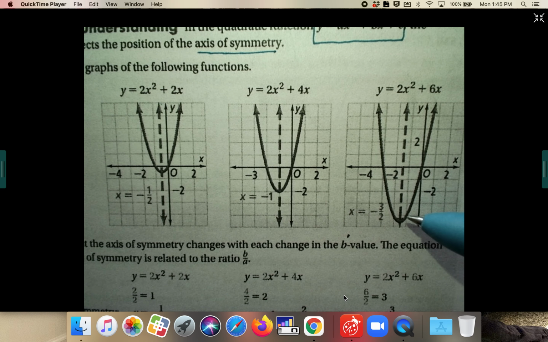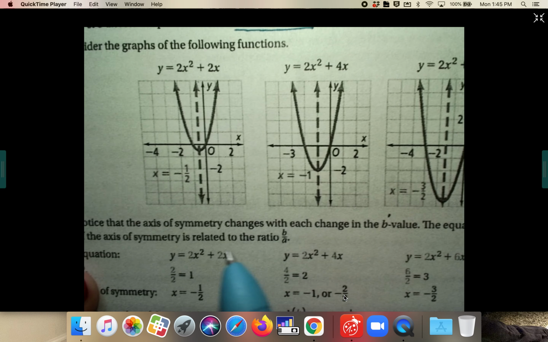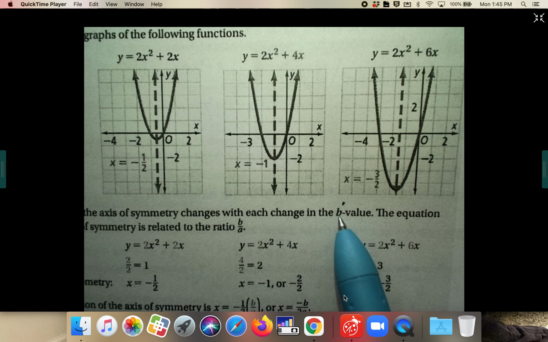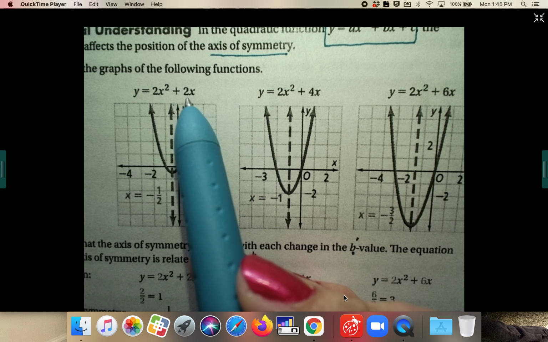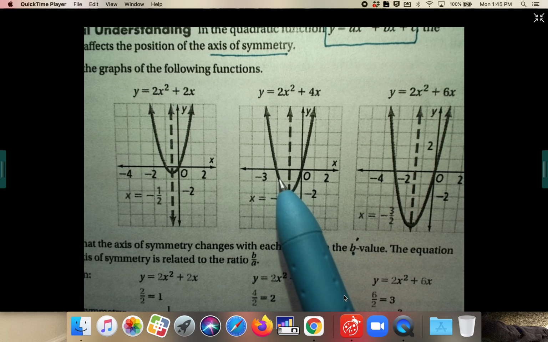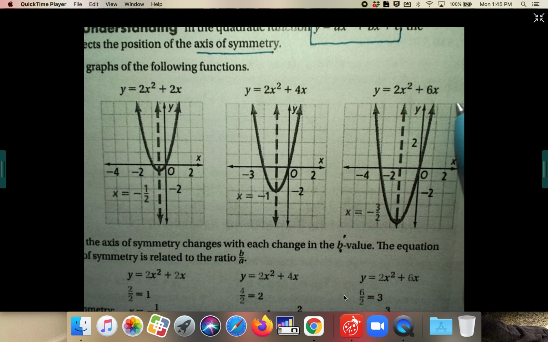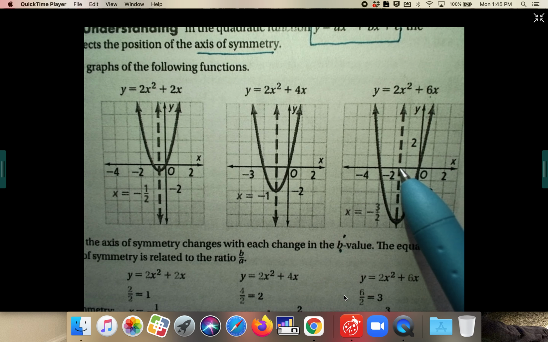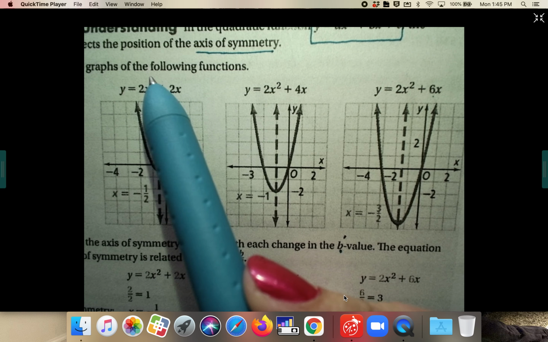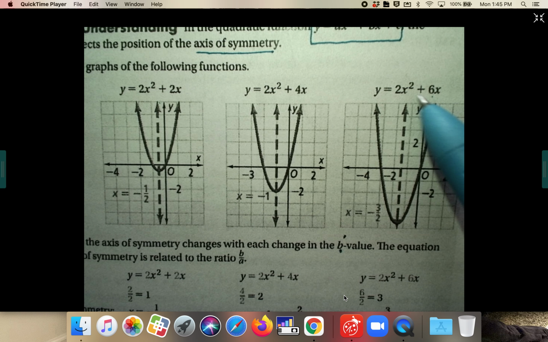So here's what you guys should know. The axis of symmetry changes with each change in the b value. The b value in this first one is 2. This b value is 4, and see how it moved over a little bit more, and this b value is 6, so it moved over even a little bit more. And what I hope you're wondering is, why is it moving to the left, toward negatives, when these are becoming greater and greater positives?